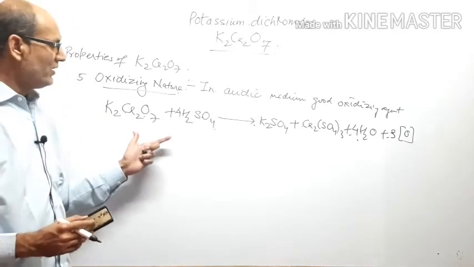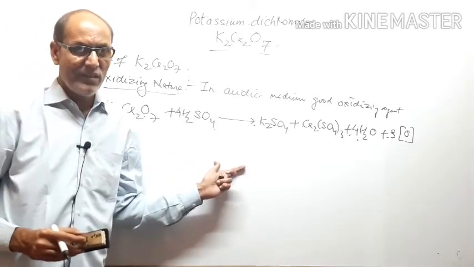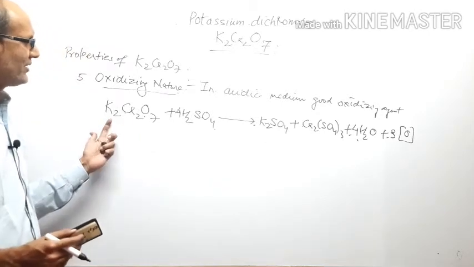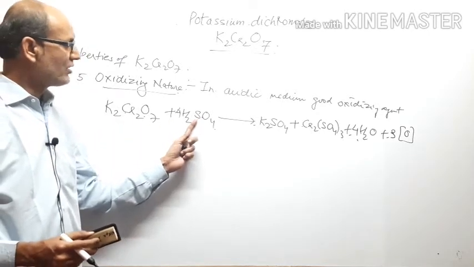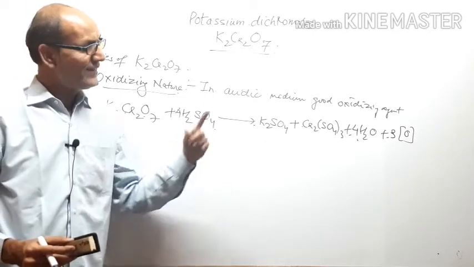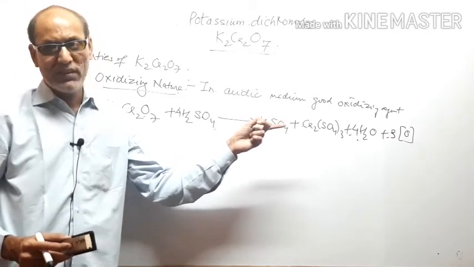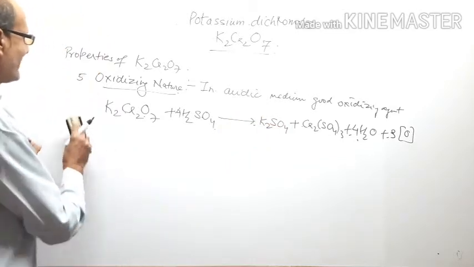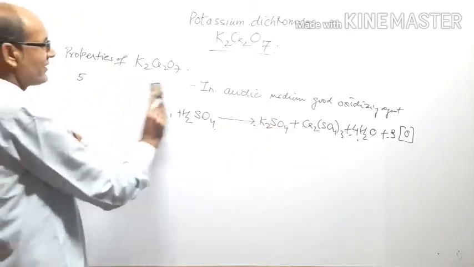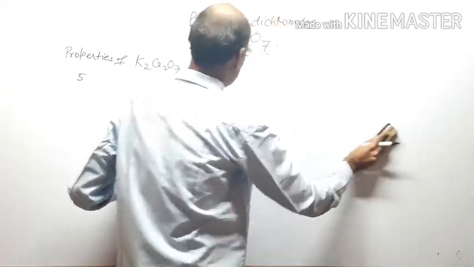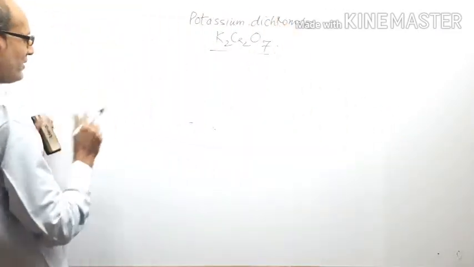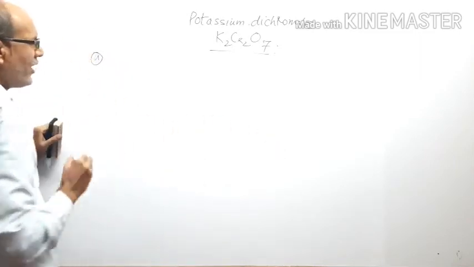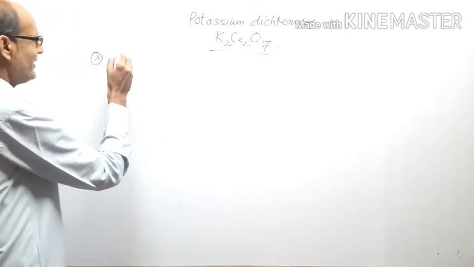These nascent oxygen can oxidize organic as well as inorganic substances. So if we want to oxidize any inorganic substance, first of all we have to write the reaction with K2Cr2O7 and H2SO4, and the oxygen produced in it will oxidize that substance. So I am writing the oxidation of some substances. Suppose you want to oxidize H2S.